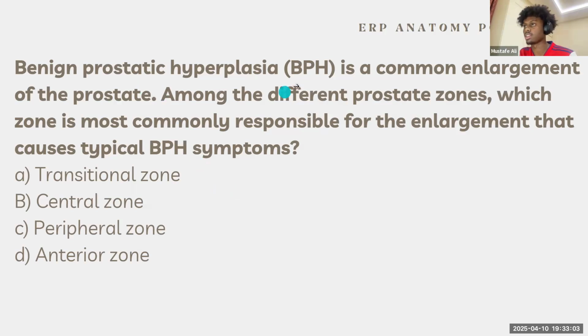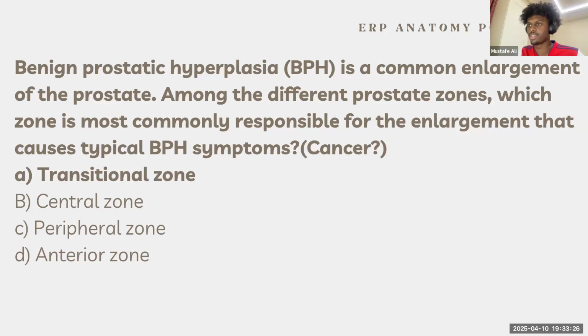BPH, or benign prostatic hyperplasia, is a common enlargement of the prostate. Among the different prostate zones, which zone is most commonly responsible for the enlargement that causes typical BPH symptoms? Now the answer is A, the transitional zone. And for cancer, it would be the peripheral zone. That would be enlarged. Okay.